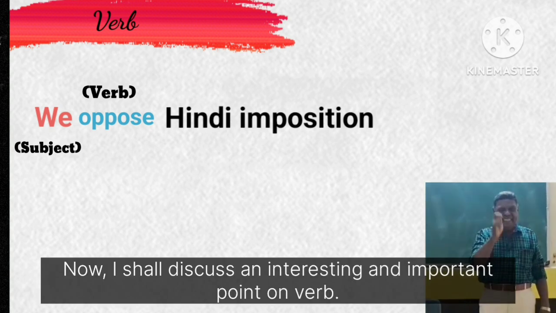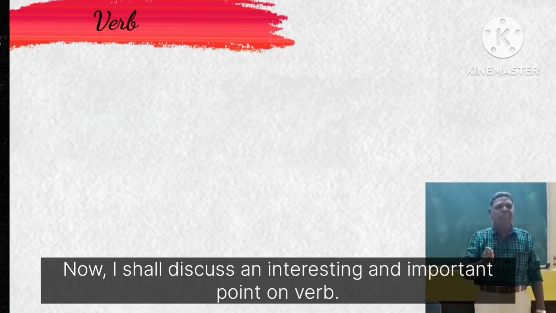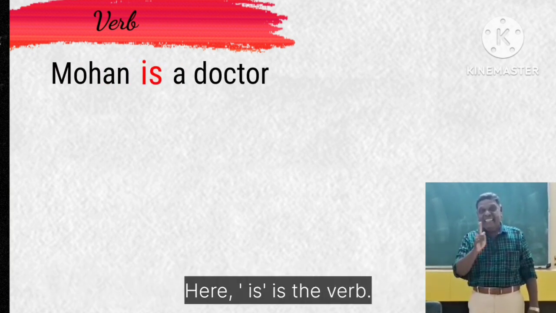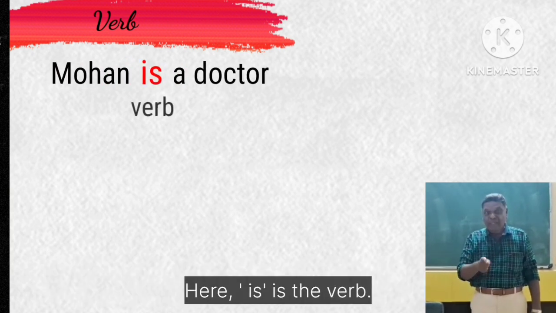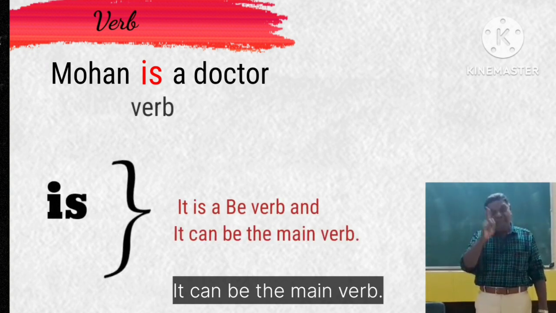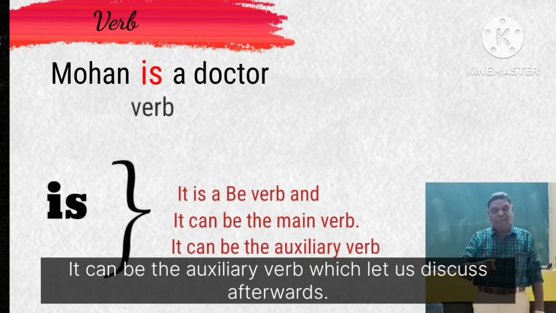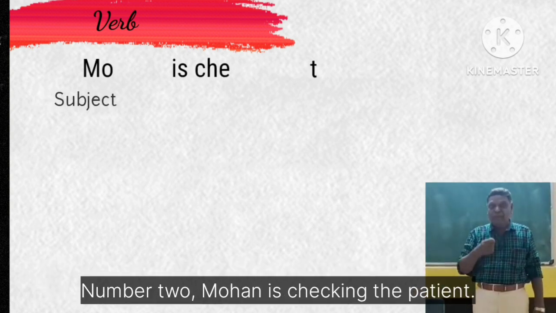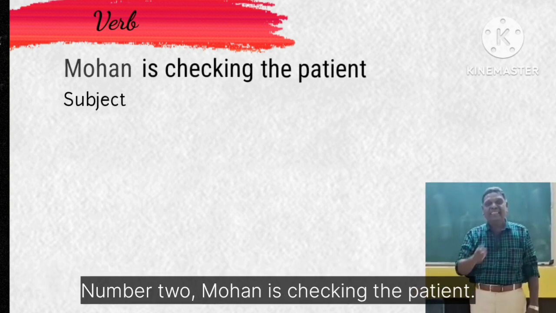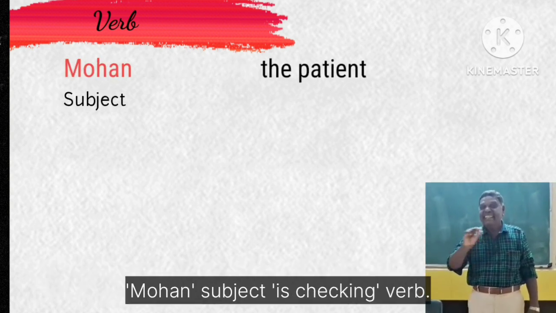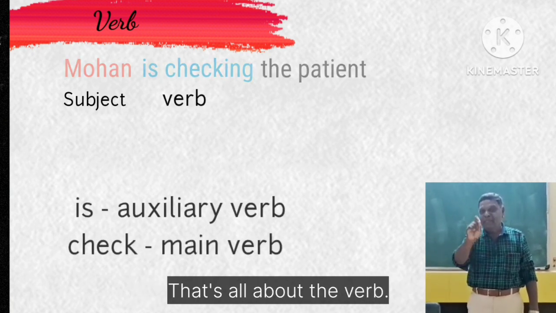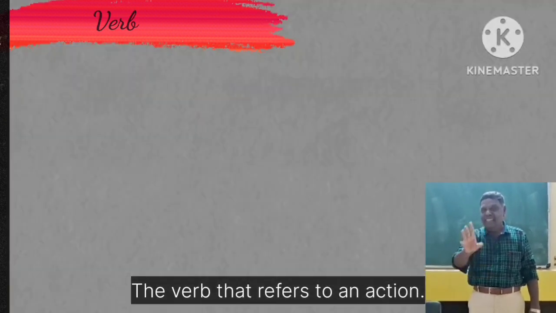Now I shall discuss an interesting and important point on verb. Example, Mohan is a doctor. Here is is the verb. It is a be verb. It can be the main verb. It can be the auxiliary verb, which let us discuss afterwards. Number two, Mohan is checking the patient. Mohan, subject, is checking, verb. Is, auxiliary verb, check, main verb. That's all about verb, the word that refers to an action.